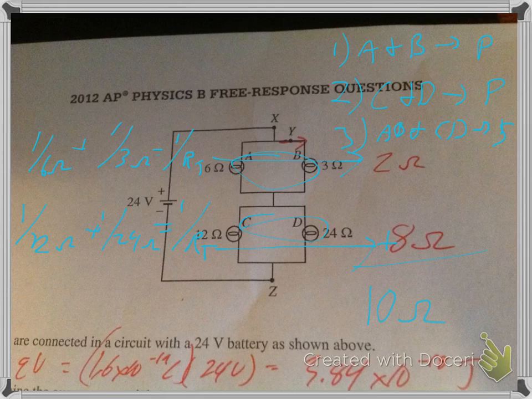Alright, and it says to indicate on the diagram the direction of the current through point Y. Now, you should know that current flows from positive to negative. So since our positive is up here, the current will go up this way, over this way, and down. So at point Y, our current will be going toward the right as it flows down towards Z and finally back to the battery.